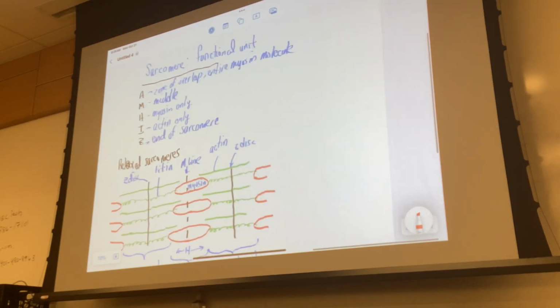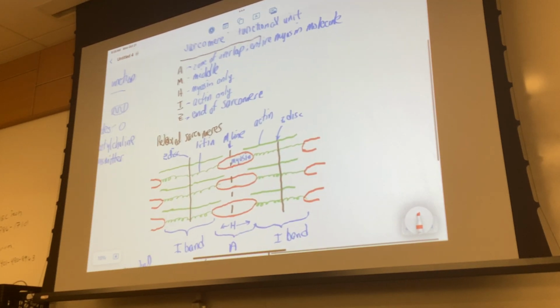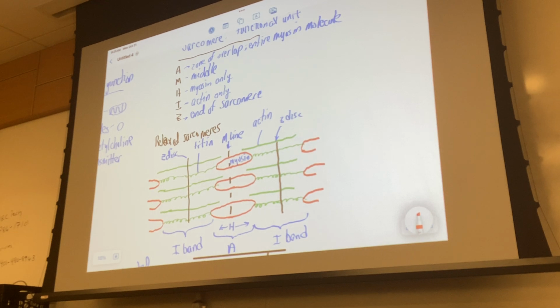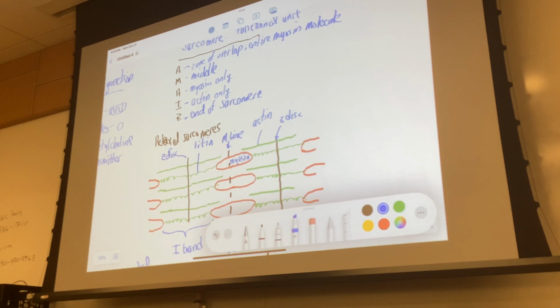Now, let me see here. So what I want to do now is talk about the other 2 proteins, and we're going to talk about them as a complex here. There is troponin and tropomyosin. I think I have enough room over here on the right, and then we're going to take a break, and I'm going to try and copy this and put it into another file.